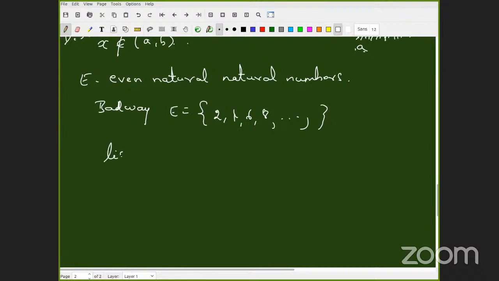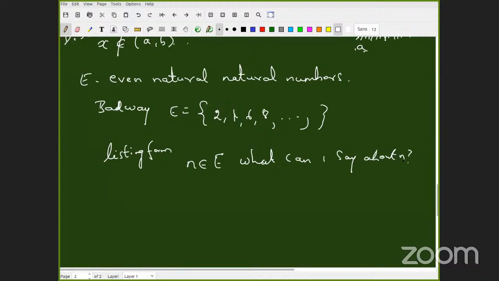But now can you do a listing form? See, before writing the listing form, what do I have to do? I'll take a natural number n. n belongs to E. If n is in E, then what is the property? What is the condition on n? If n is an even natural number, what can I say about it? That's my question. Responses, please. If n belongs to E, it means n has to be an even natural number.